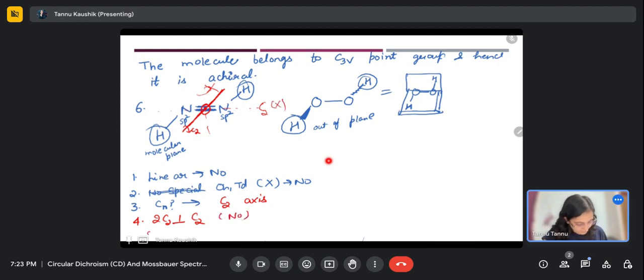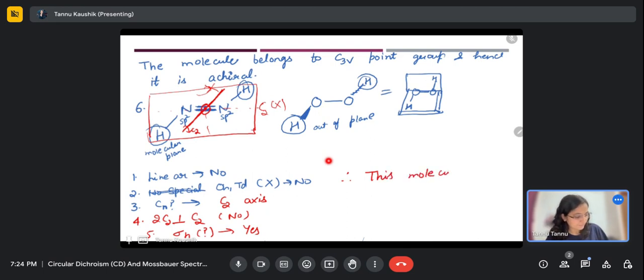No. Then do we have a horizontal plane in the molecule? So yes, this molecular plane contains all these two nitrogen and hydrogen atoms on it, and this plane is perpendicular to this C2 axis. So yes, we have a horizontal plane in this molecule. Therefore, this molecule belongs to the C2H point group.